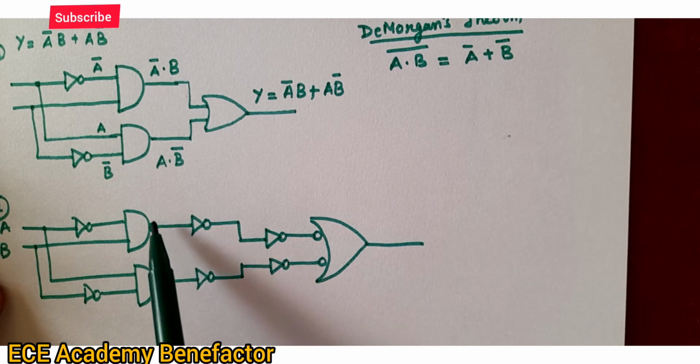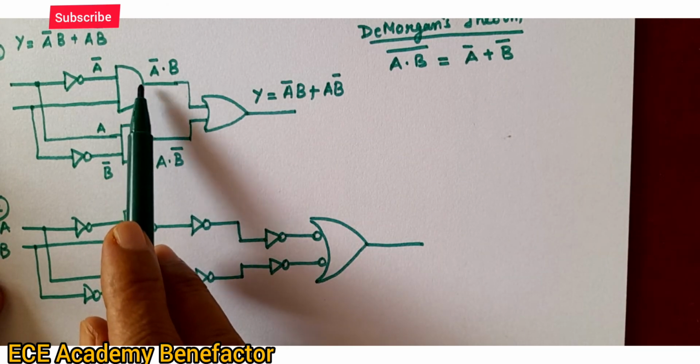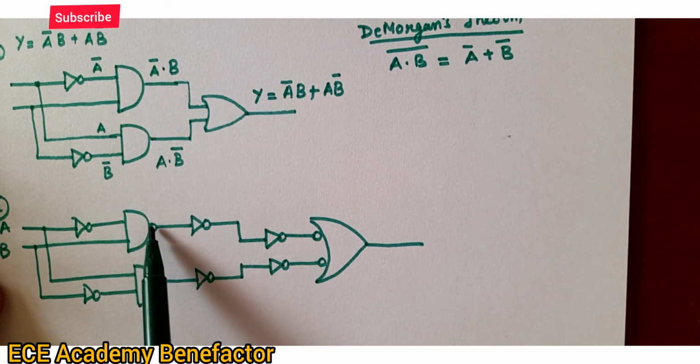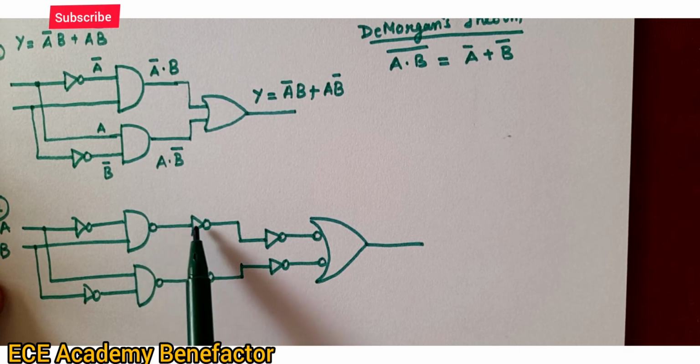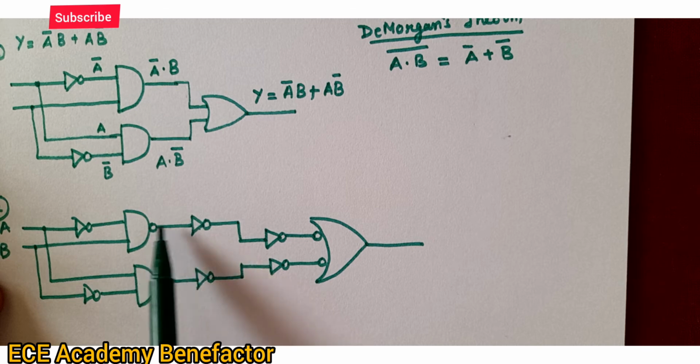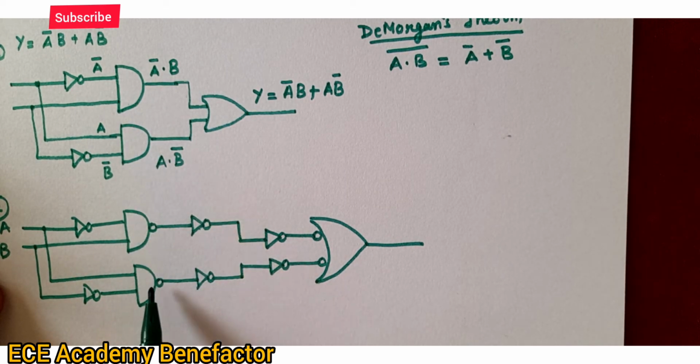Okay. First, to this AND gate, I have placed a bubble. Bubble is nothing but complementing. To nullify this bubble, I have placed a NOT gate to it. So, it is same as your AND gate. Again, in the second gate, I have placed a bubble. To nullify this bubble, I have placed one NOT gate.